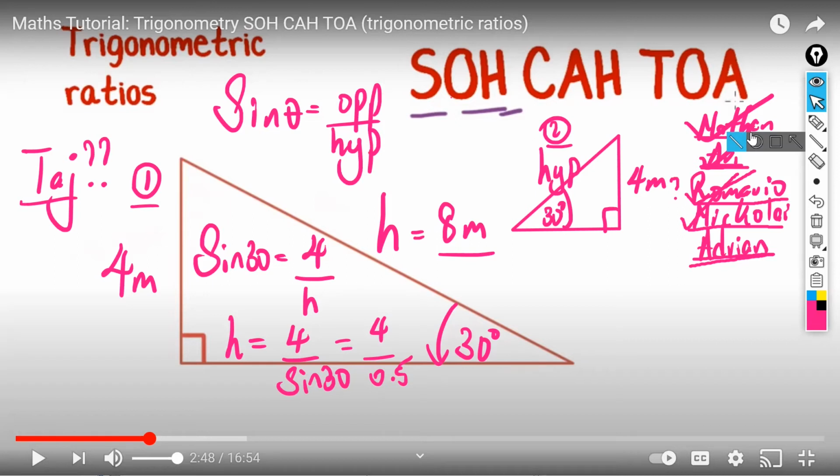Sir, so basically when it's on the right side, when the number is on the right side, you divide, and when the number is on the left side, you multiply.